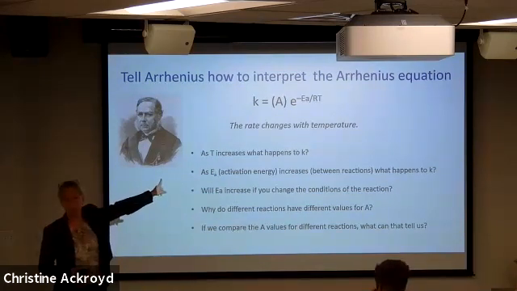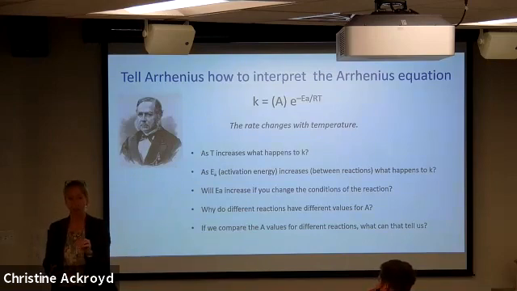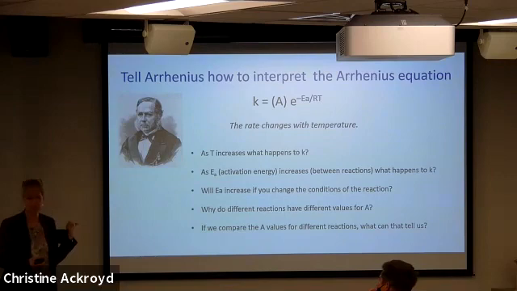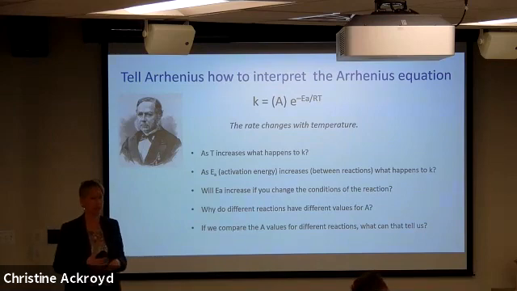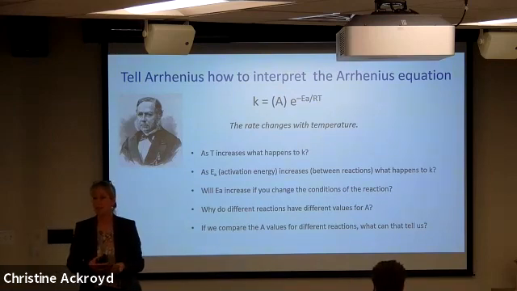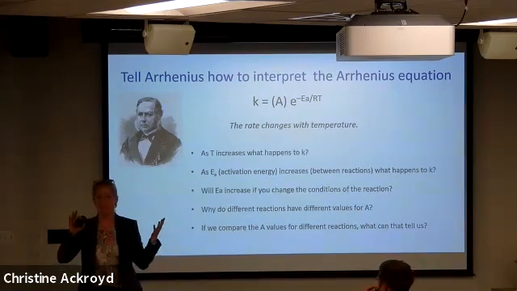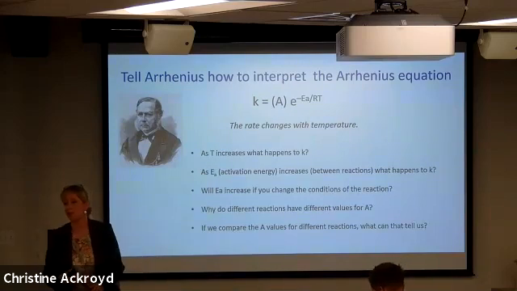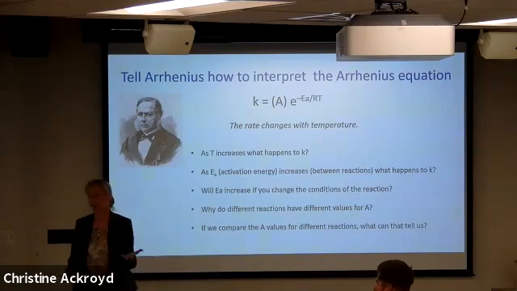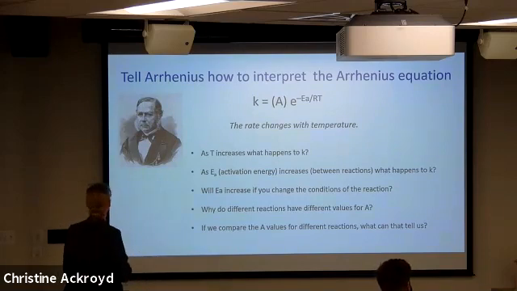So it's totally acceptable to say that A reflects the fraction of collisions that happen with the right orientation to lead to product. But A itself is not a fraction. Does that make sense? Okay, if we compare the A values for different reactions, what can that tell us? If one has a high A value and one has a low A value, what does that tell you? The one with the higher A value is not as sensitive to the directionality of the collisions as the other one is. And when we get down to the level of mechanism, that can tell us something. We're going to talk a little bit about that.